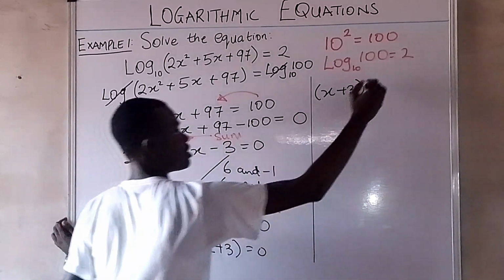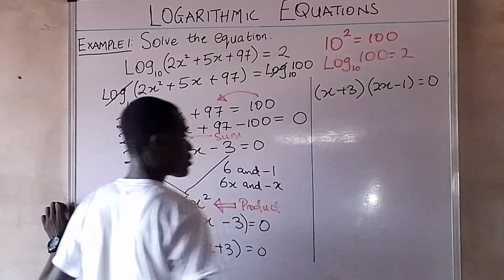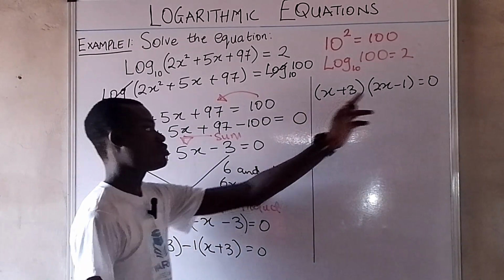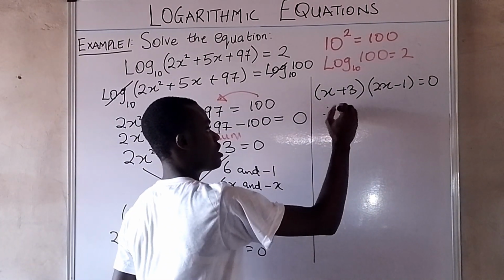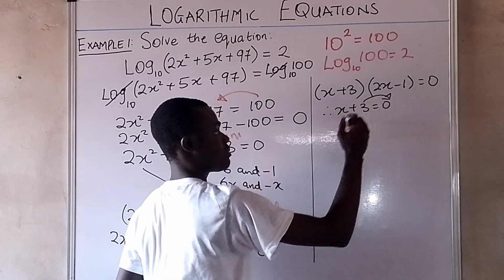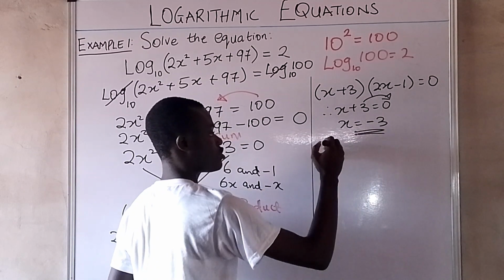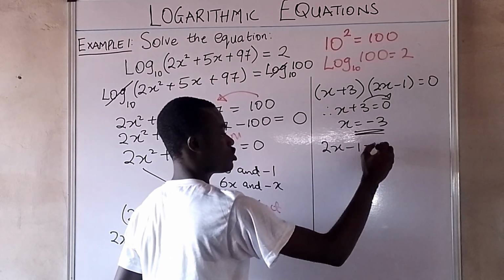2x minus 1. That's 2x minus 1 is equal to 0. Now, when we have done this, we are going to take this to be equal to 0. So, therefore, x plus 3 is equal to 0. Then we take plus 3 to the other side, comes x is equal to minus 3. While for the other one, 2x minus 1 is equal to 0.